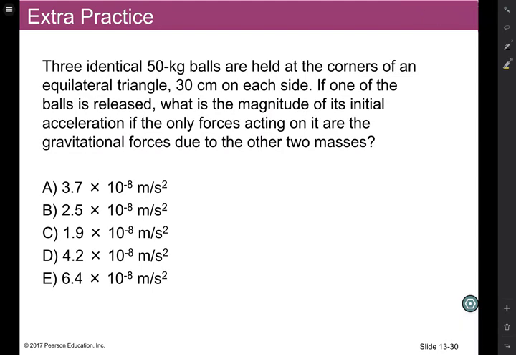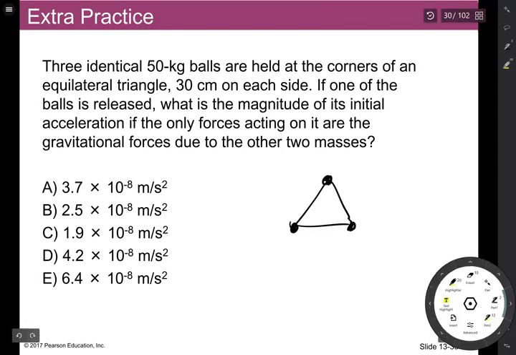So this one's a little bit more of vector math, but we're also not given a picture. So that's really a good first place to start, right? Draw it out. So 3 50-kilogram balls at the corners of an equilateral triangle. Okay, so I'll draw my best approximation of an equilateral triangle and put 3 balls at it.